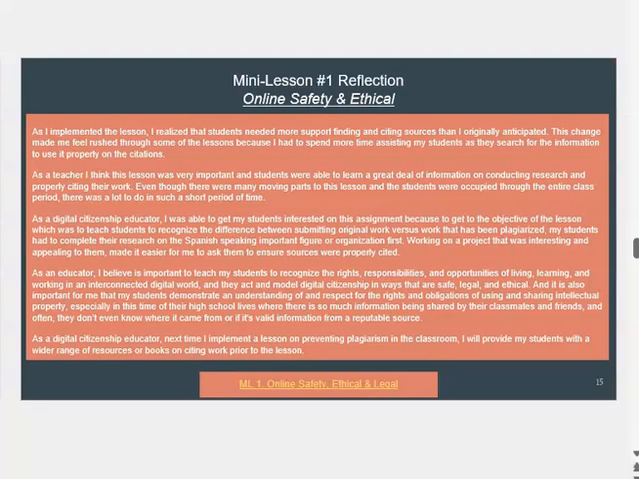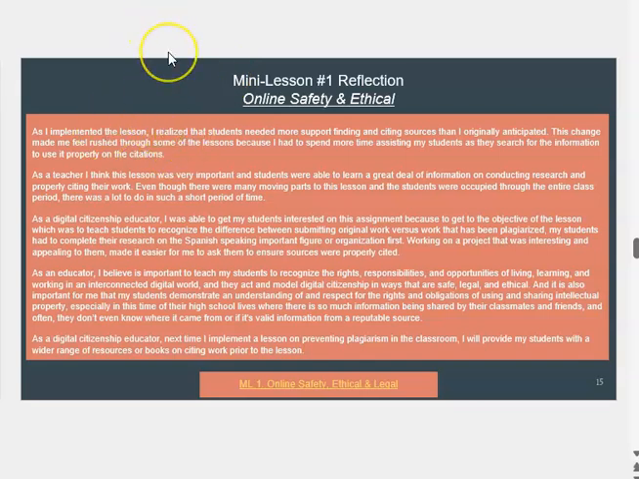Reflecting on my experiences after implementing this mini lesson, as an educator, I believe students should recognize the rights, responsibilities, and opportunities of living, learning, and working in an interconnected digital world, and that they act and model digital citizenship in ways that are safe, legal, and ethical. This lesson provided my students an opportunity to learn and practice proper citation of their research project to stay in line with the legal and ethical aspects of the standards.